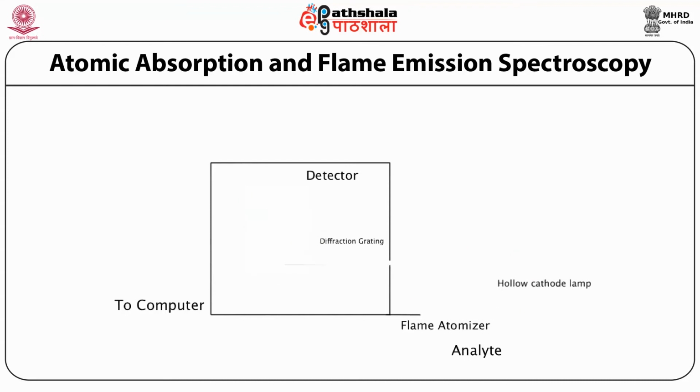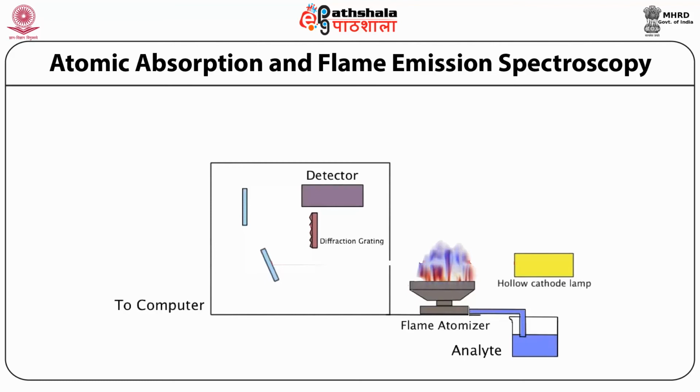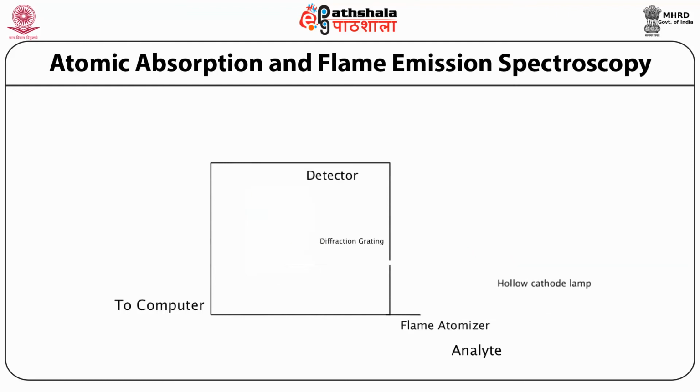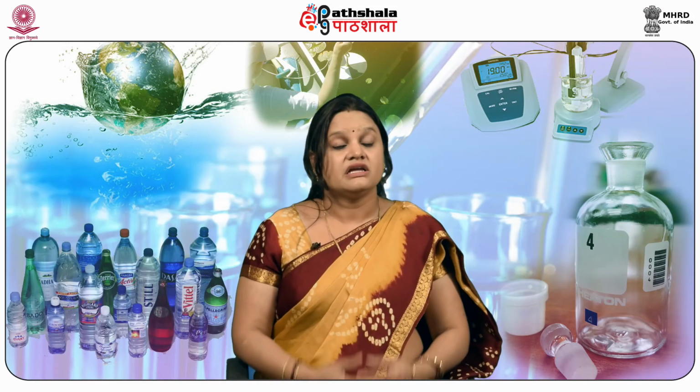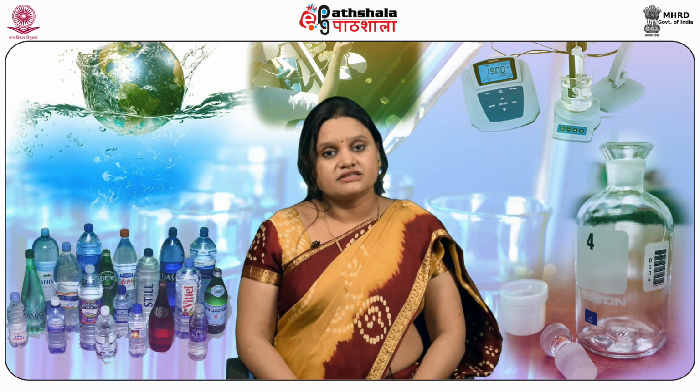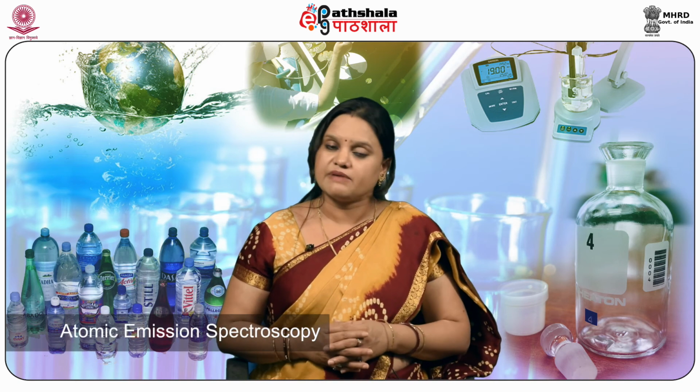And when we pass a beam of light from the hollow cathode lamp at that frequency, the atomized particles absorb light and go down to the ground level. This change in the energy level is detected by the detector, and it is again converted into the concentration of the substance present in the solution. So most of the trace metals or other rare earth metals can be determined by using this technique. The next method that we discuss here is atomic emission spectroscopy.